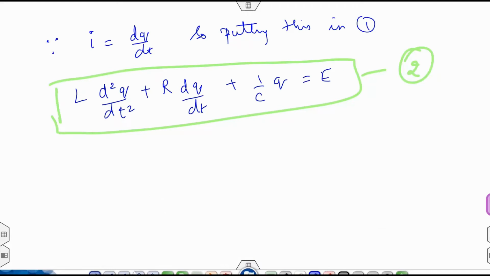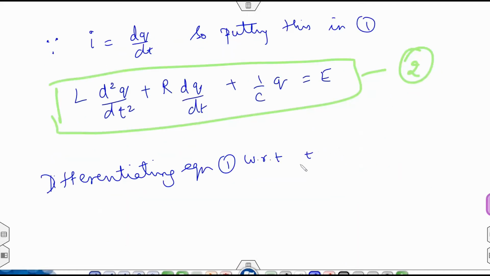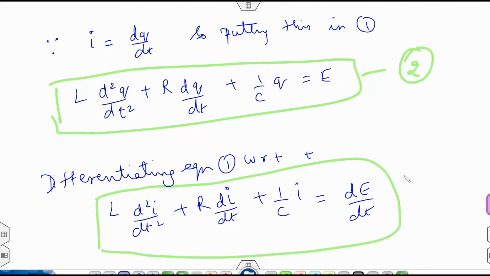Now you can see that if I differentiate equation number 1 with respect to t once again, what will I get? I am getting L d square I by dt square plus R dI by dt plus 1 by C I equals dE by dt. This I will call equation number 3. So this is again a second order non-homogeneous differential equation. So you can use any form of the equation as needed.